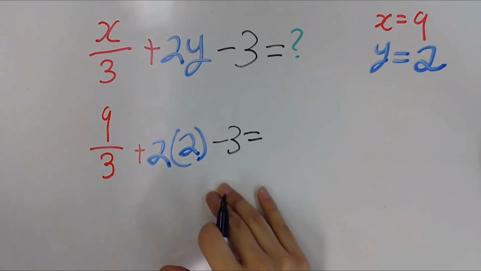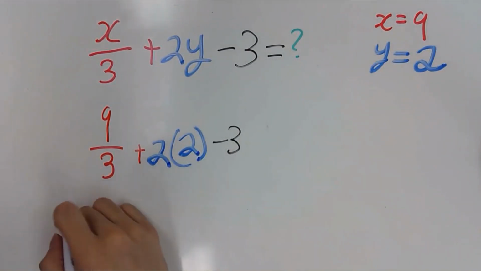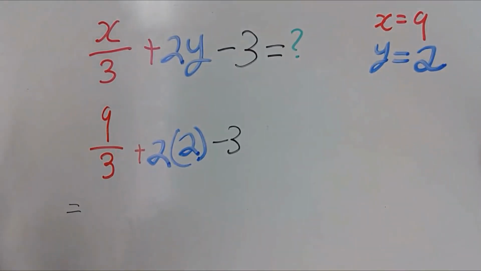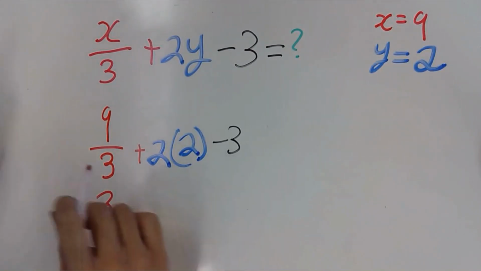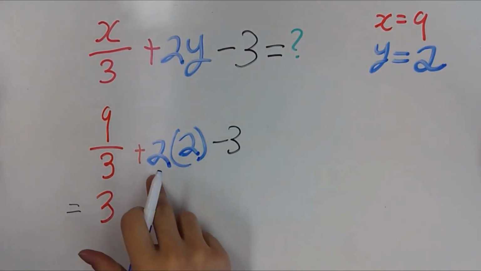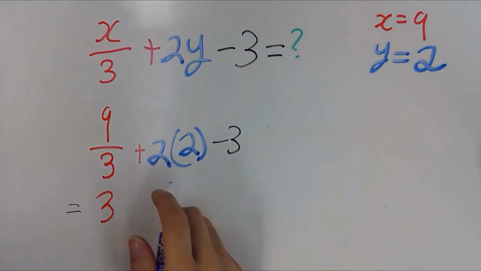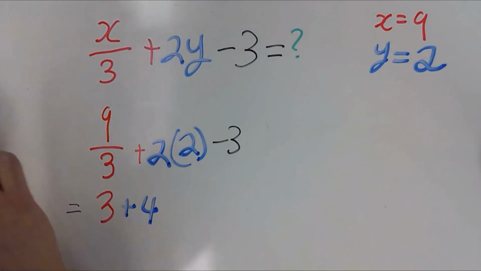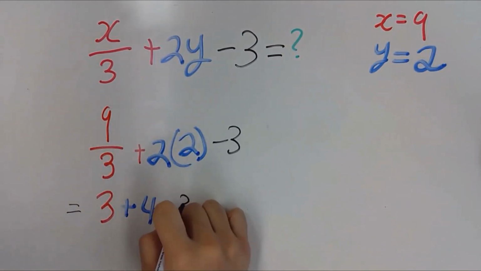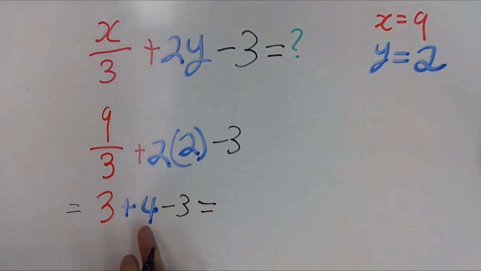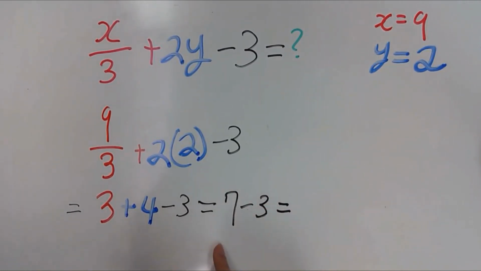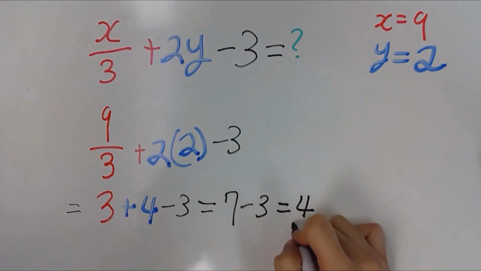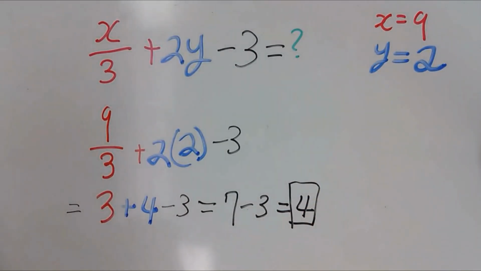Then we just have to calculate this. We know that 9 over 3 is the same as 9 divided by 3, and I know that 9 divided by 3 is equal to 3. And then plus 2(2), which means 2 times 2, therefore we have 4, and then we keep minus 3 as minus 3. So we just have to do 3 plus 4 minus 3. 3 plus 4 is 7, and then we keep the minus 3, and I know that 7 minus 3 is 4, so 4 is my final answer.